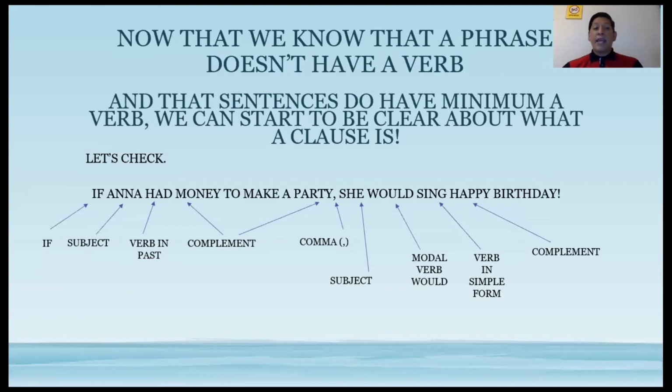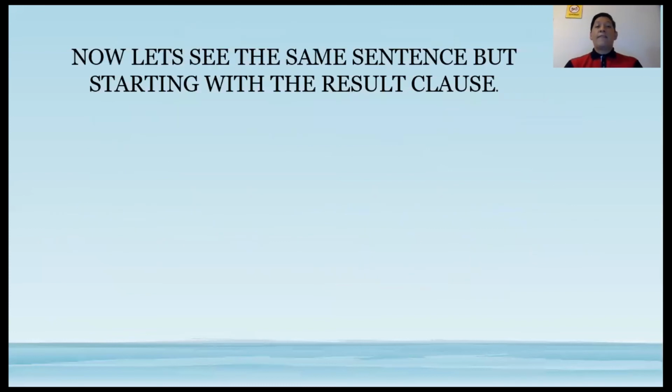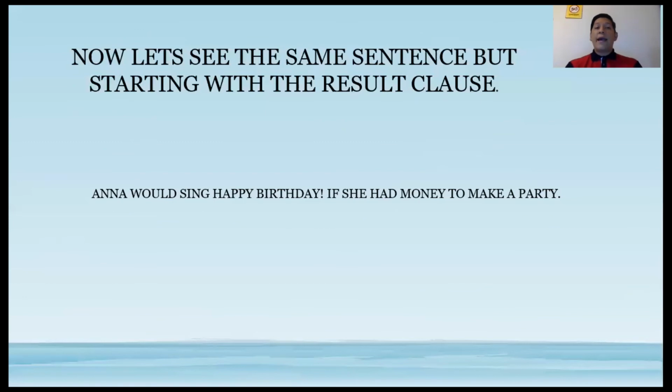We have that if Anna had the money to make a party, that is the cause. She would sing happy birthday, that is the result. So we're talking about something that needs to happen in order for something else to occur. We're talking about a cause and an effect, the if clause and the result clause. Now, let's see the same sentence, but starting with the result clause. Anna would sing happy birthday if she had money to make a party.